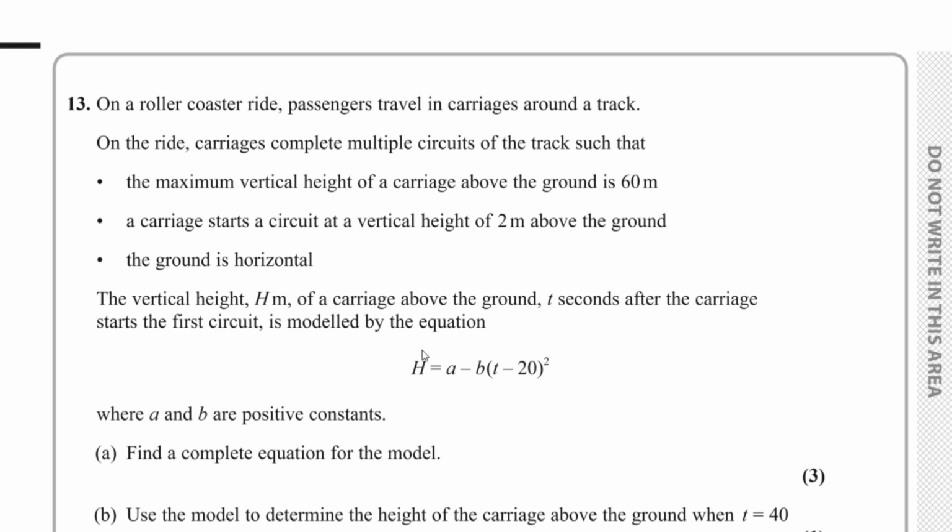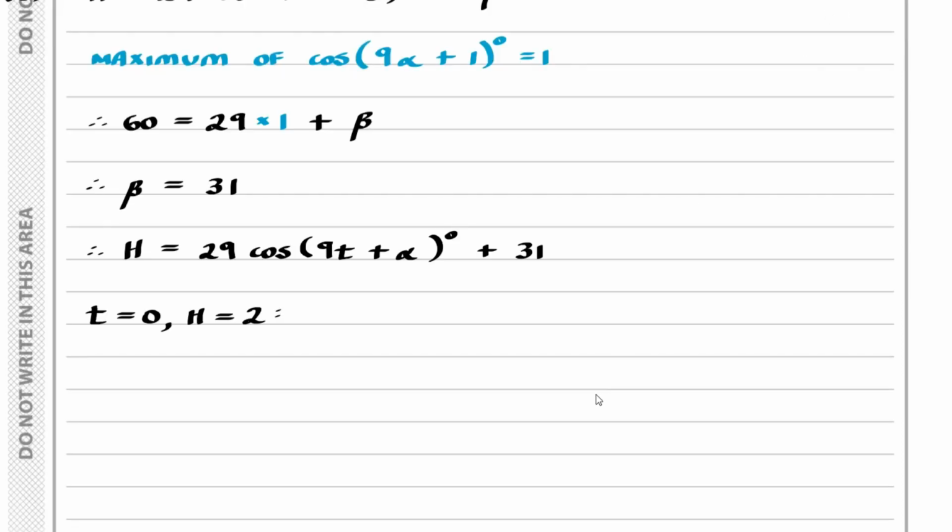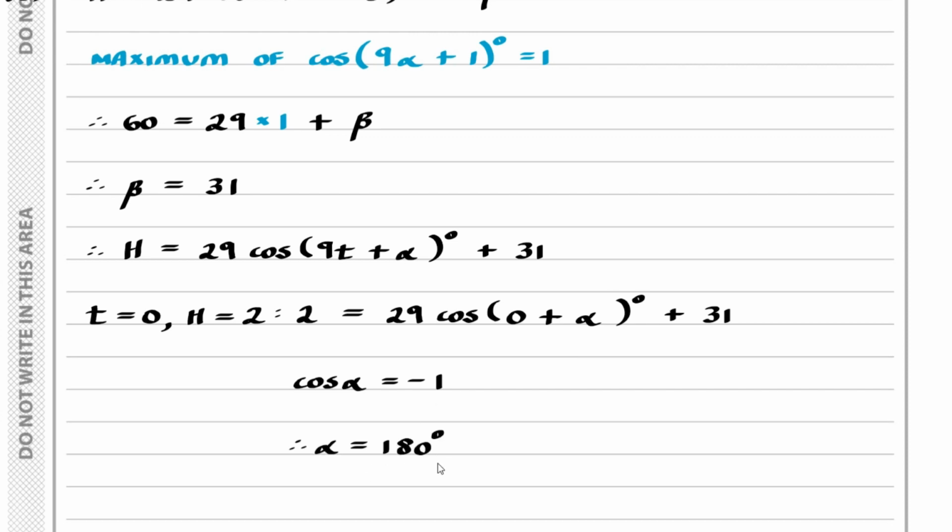And we also know one of the other conditions we have is t is 0, h is 2. So using that, we have 2 equals 29 multiplied by the cosine of 0 plus alpha plus 31. And if I rearrange, we end up with the cosine of alpha equals -1, which means alpha is 180 degrees. And knowing what alpha is, we can therefore conclude h is equal to 29 multiplied by the cosine of 90 plus 180 degrees plus the 31.